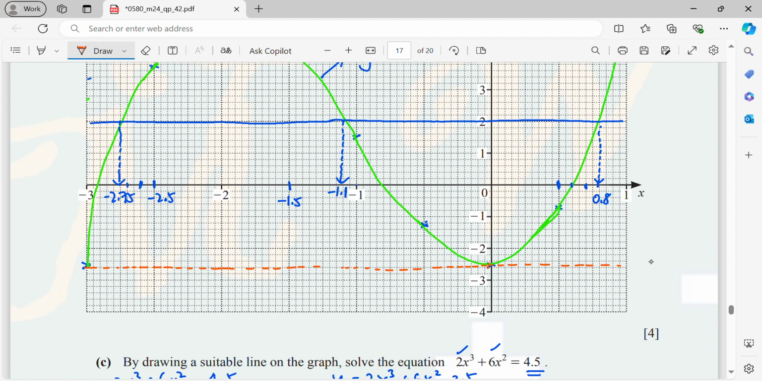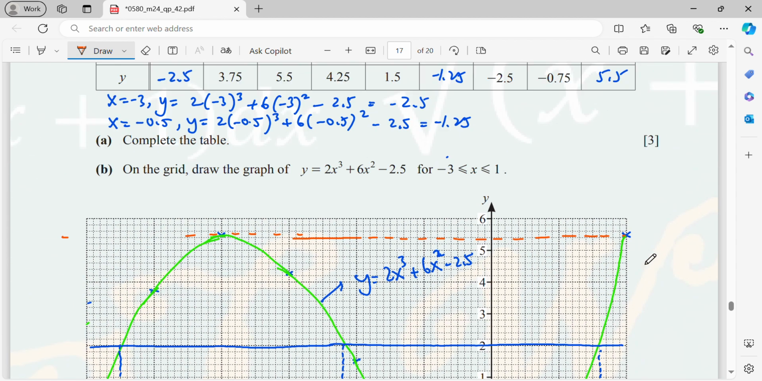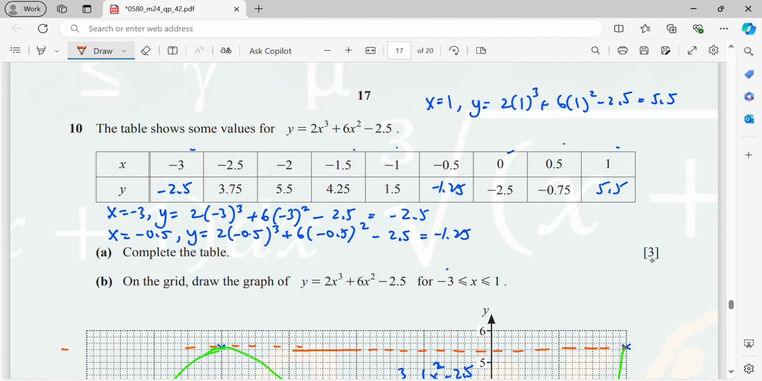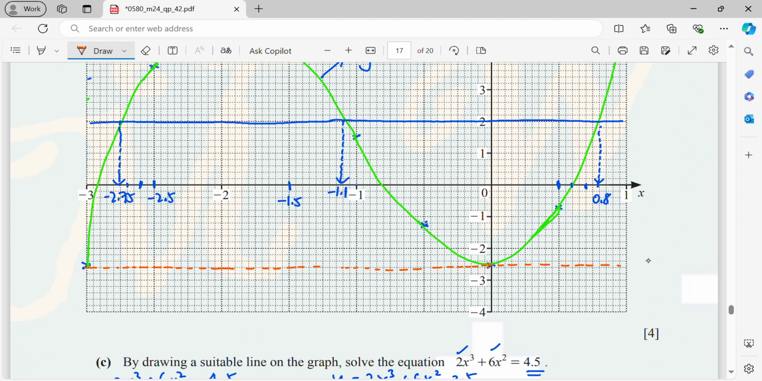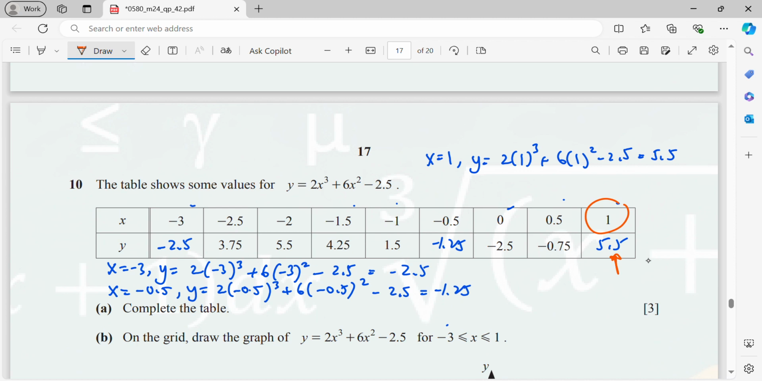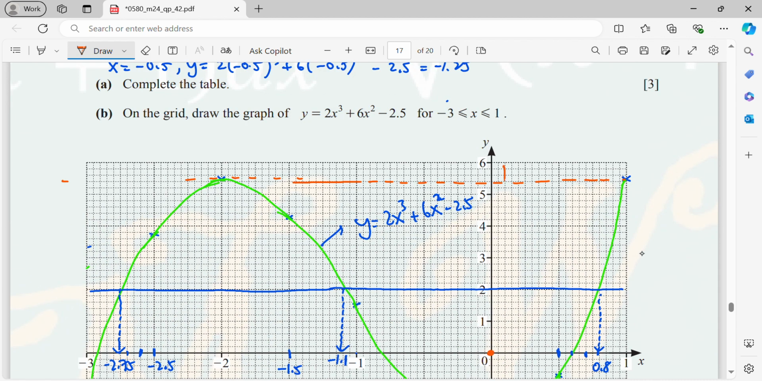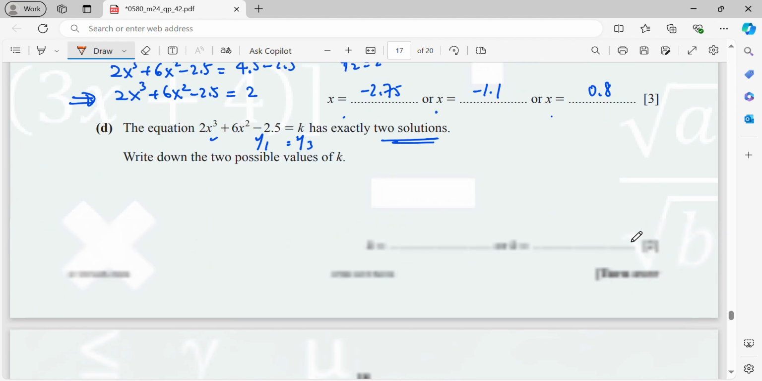Because you only get two intersection points here. So obviously you can just read the y value when x is 1. So when x is 1, my y value is 5.5. Okay, and then when x is 0, I will get my y value. So my y value when x equals 0 is negative 2.5. So my k will be negative 2.5 and 5.5. That will be my k values. Okay, so then you just write it down. That's why the question says write. So here is negative 2.5 and 5.5.